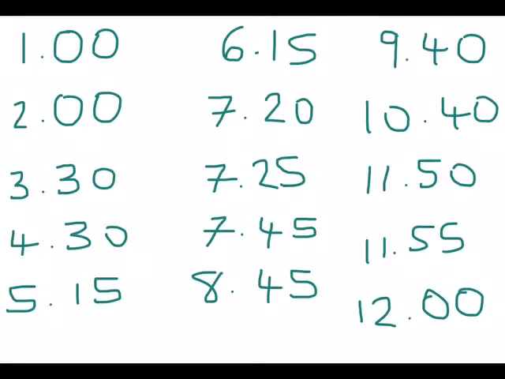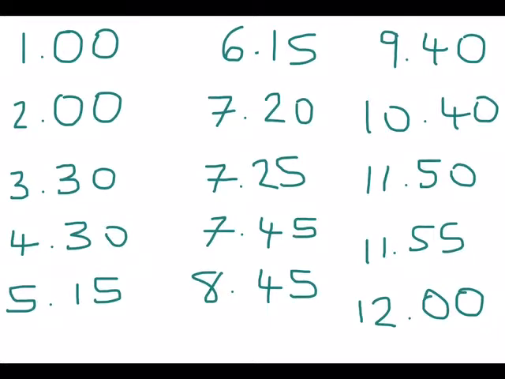1 o'clock, il est 1 heure. 2 o'clock, il est 2 heures. 3:30, il est 3 heures et demie. 4:30, il est 4 heures et demie. 5:15, il est 5 heures et quart. 6:15, il est 6 heures et quart.